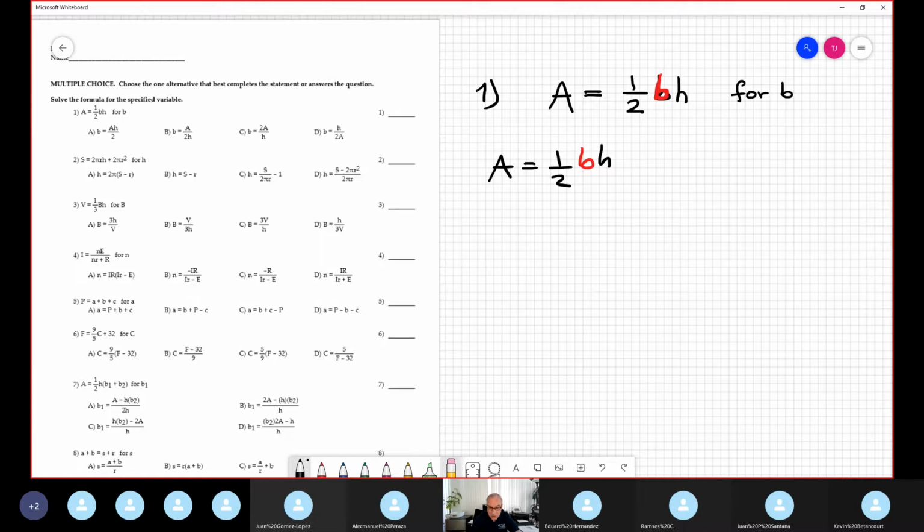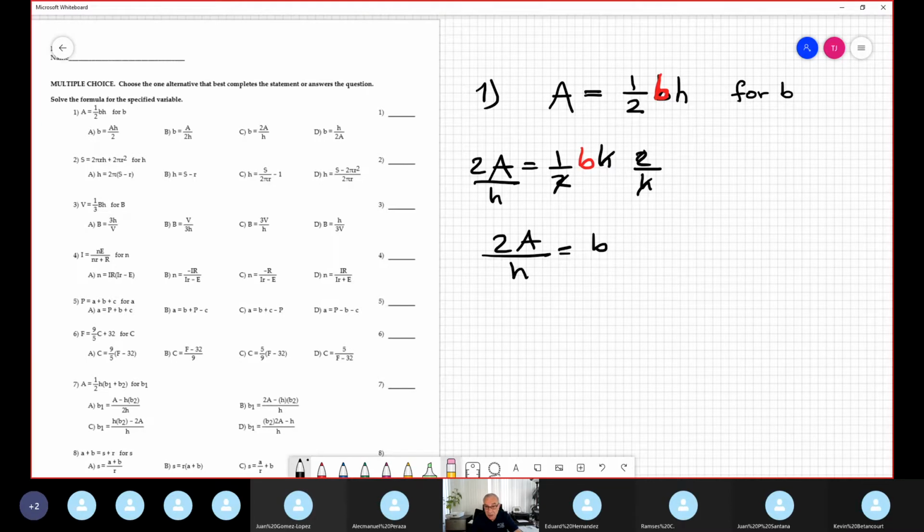In this case, there are many ways to do that. For example, you multiply by the reciprocal. The reciprocal of 1/2 is 2, and the reciprocal of H is 1/H. And you multiply both sides by this. Now 2A over H on the left-hand side, and on the right-hand side stays only B, because this H is cancelled and this 2 is cancelled. This is one way to do it.